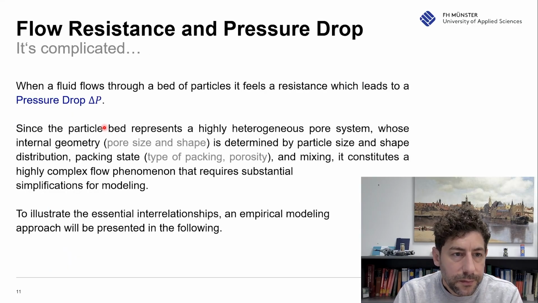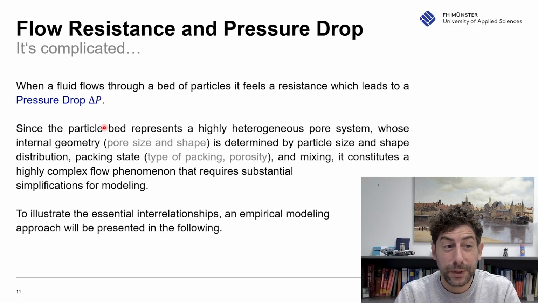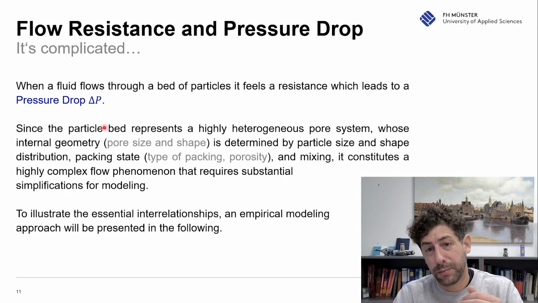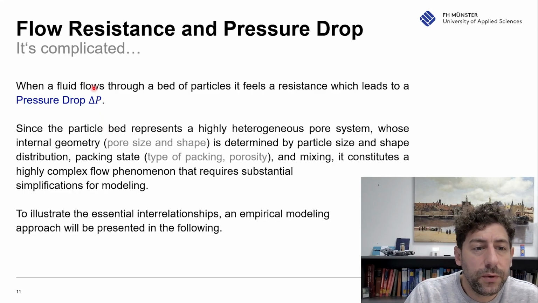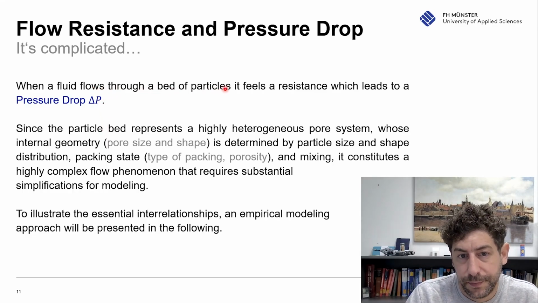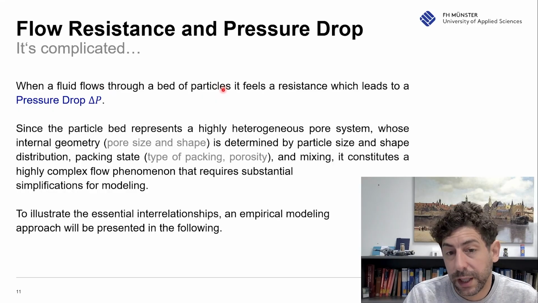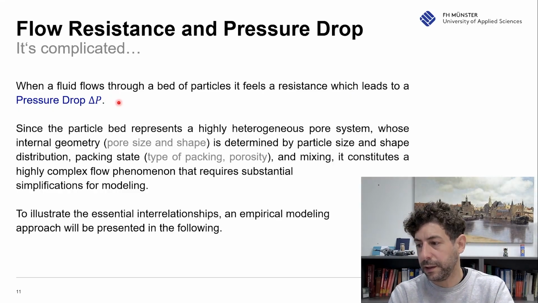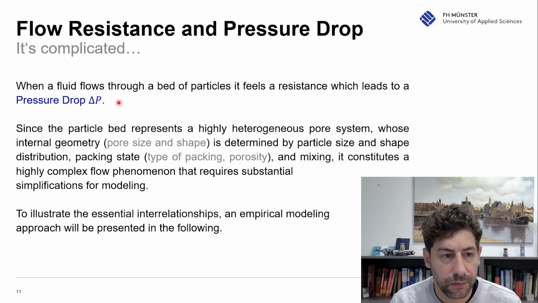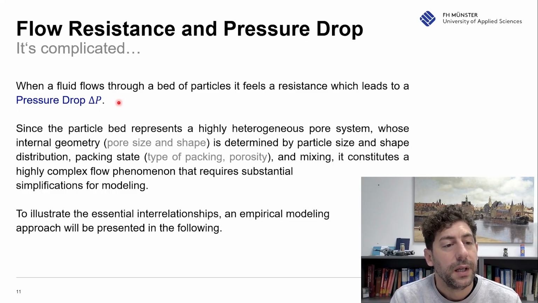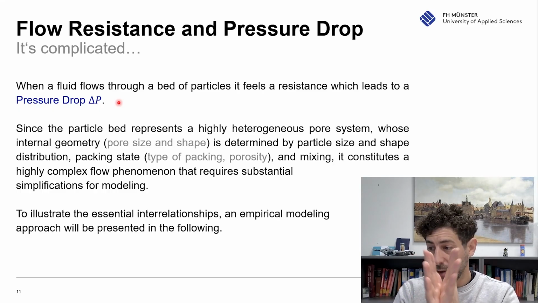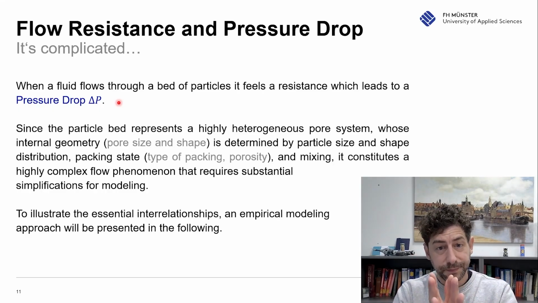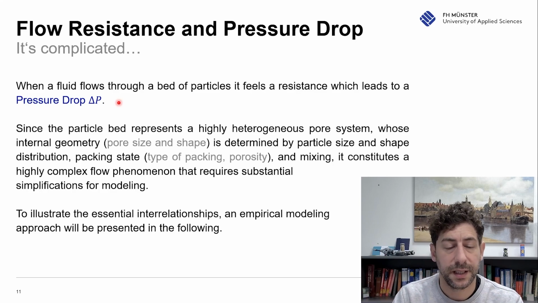So what I would like to do now is to relate the flow resistance and the pressure drop. When a fluid flows through a bed of particles, as we saw in these three types of reactors, it feels a resistance, and this resistance leads to the pressure drop. And the pressure drop basically is the magic question in these flow equations. Because there is friction of the fluid with the particles, and this is basically the resistance the fluid feels, and this is at the end the pressure drop.